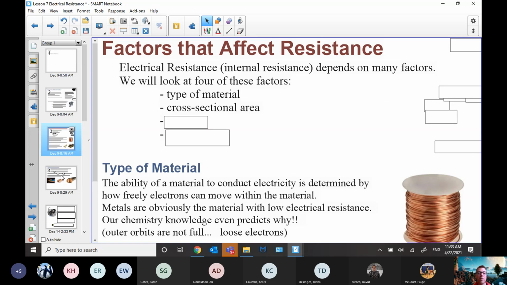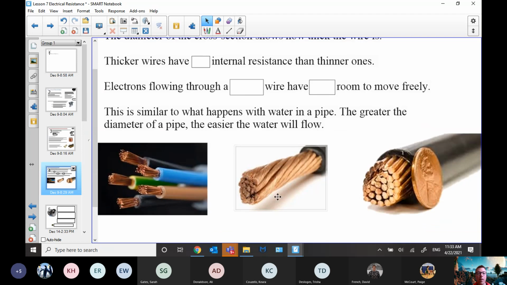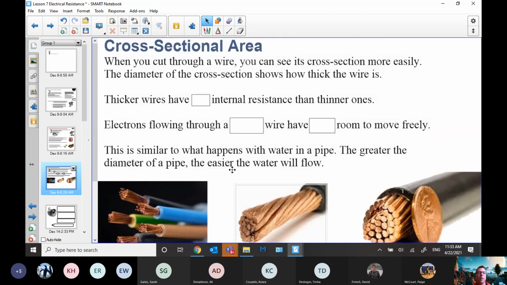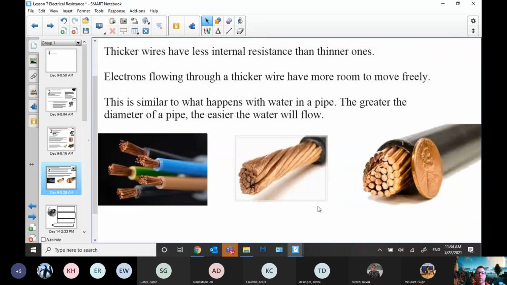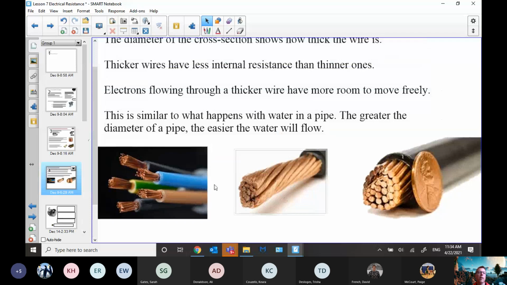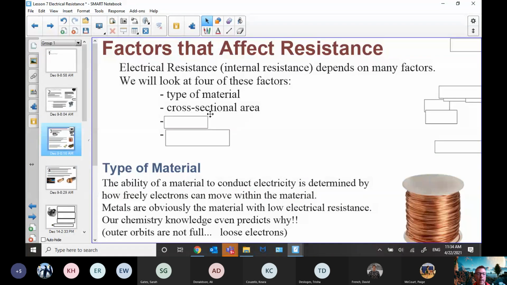Right? So if you have a cross-sectional area, if you make the wire thicker and thicker, then it just has less resistance. When you cut a wire, you look at how thick it is. That's the cross-sectional area. Thicker wires have less resistance than thinner ones. Electrons flowing through a thick wire, think of it as lots of room to move freely through. It's more of an analogy than anything, but it literally resists the flow of electricity less. In a water pipe, if you have a nice thick, big pipe, water flows more easily through it. All good analogies to help you remember that this is one of those factors, right?